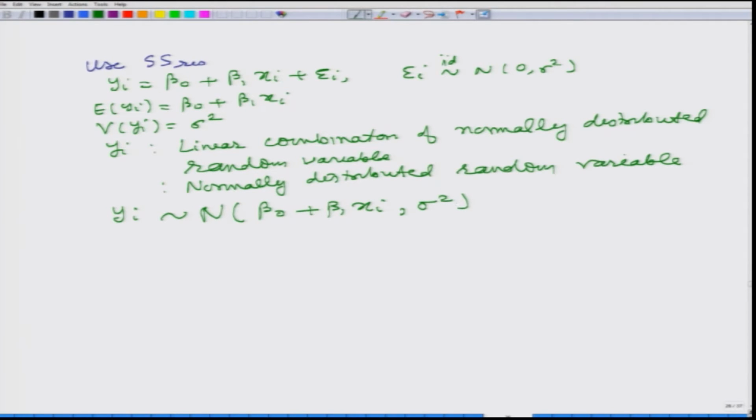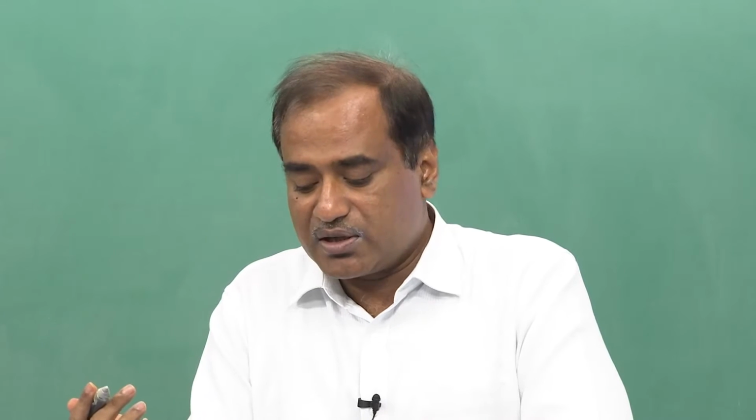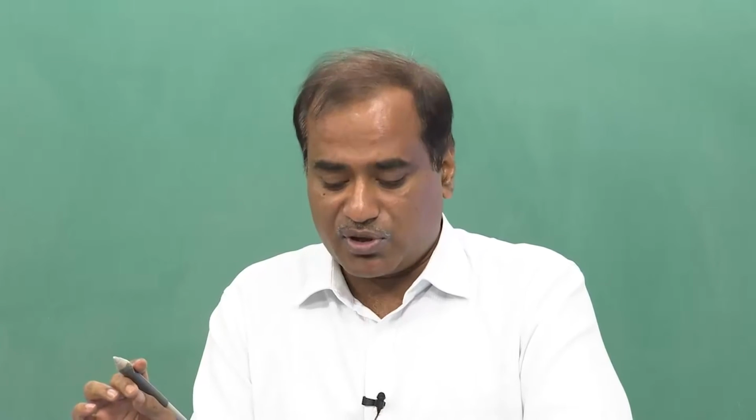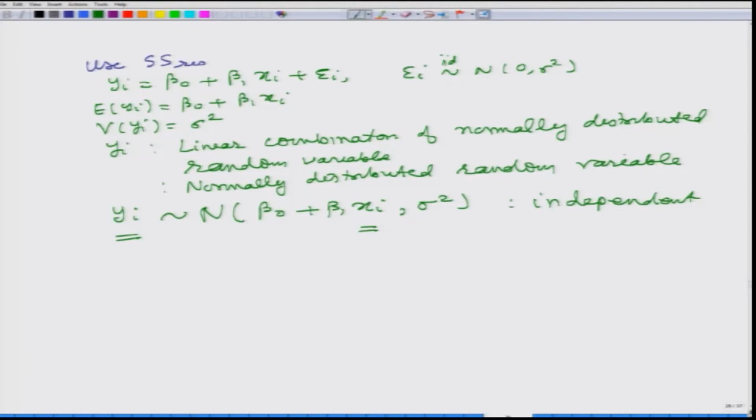Right. Now, are they also IID? If you try to see, they are independent, but they are not identically distributed. Why? Because the distribution of yi is depending on xi. So, as the observation changes, the mean of the normal distribution also changes. So, yi's are independently distributed following a normal distribution with mean beta 0 plus beta 1 xi and variance sigma square.